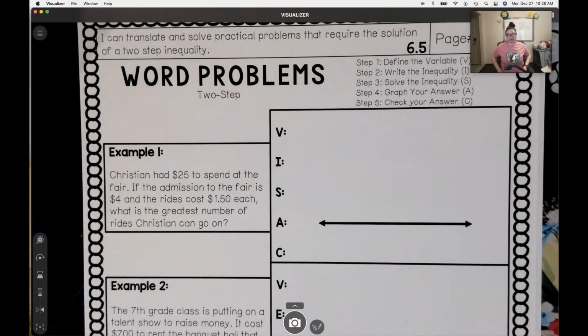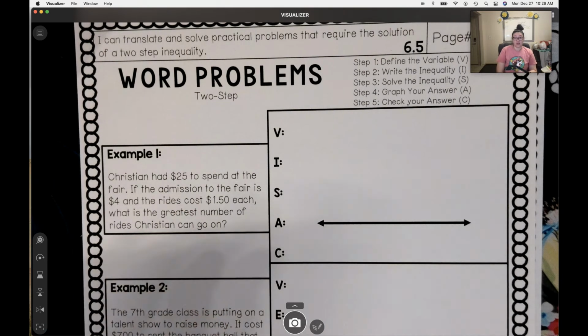Now we're going to get into word problems. Sorry, I wasn't sure how to do it. I thought it'd be easiest if I did this in 2 videos, so that's what I decided at the last second. So word problems, 2 steps. Now we have to translate these word problems into an inequality, solve the inequality, graph the inequality, and then check our answer to see if we're right.